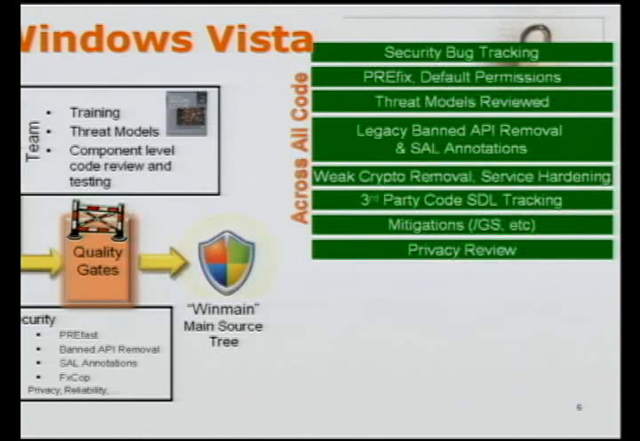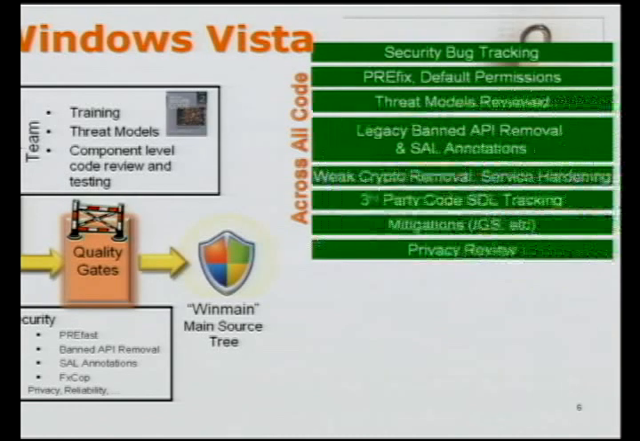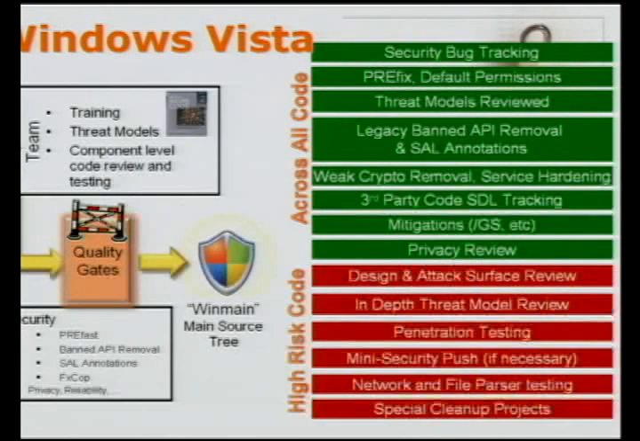We also improved the mitigations across the board. These were things like the compiler innovations in terms of stack protection, changes to the heap, and making sure that that was being adopted across the board. And we also did privacy reviews. So that was across all the code. We also took a look at a slice of the product that was basically on the attack surface.